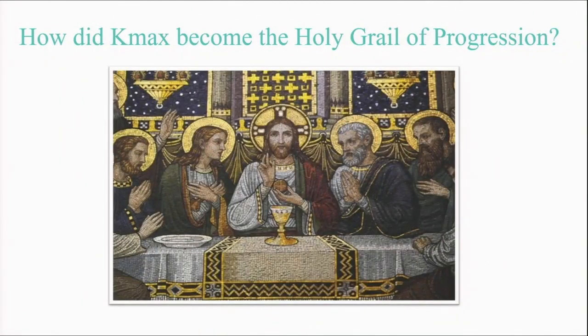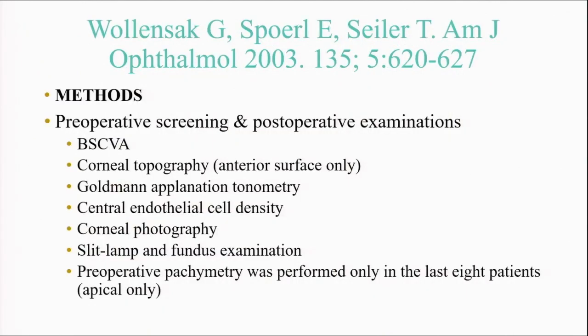But how did Kmax become the holy grail of progression? It really dates back to one of the original articles in cross-linking back in 2003. And this is what they looked at in that original study, both preoperative and postoperative exams. They looked at BSCVA, corneal topography, but only the anterior surface, Goldmann tonometry, central endothelial cell counts, photography, slit lamp and fundus, and actually they only did pachymetry in the last 8 patients.